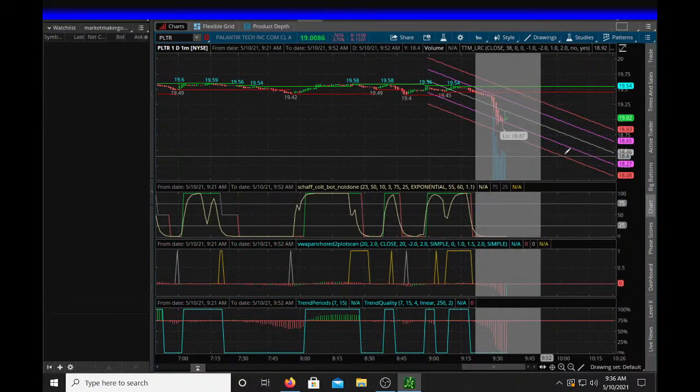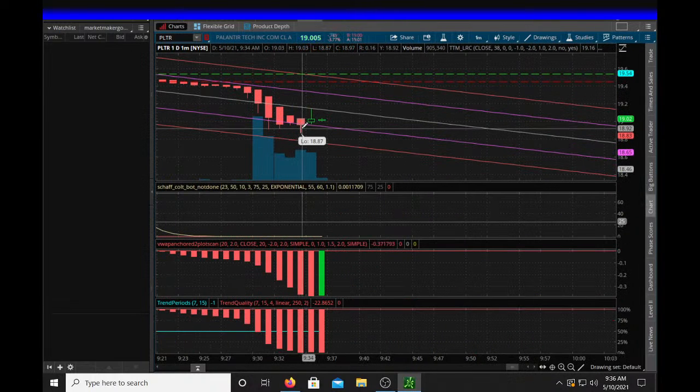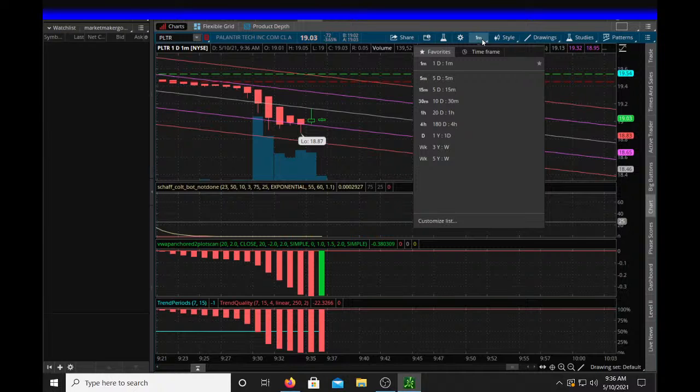Looks like it has at 18.87. Very first thing this morning. Okay. And now we're starting to go back up. This was the low. This was the high. Okay. Not really sure what the daily range was.